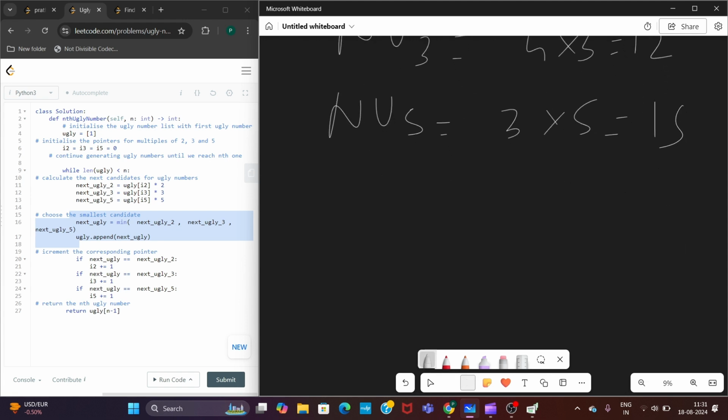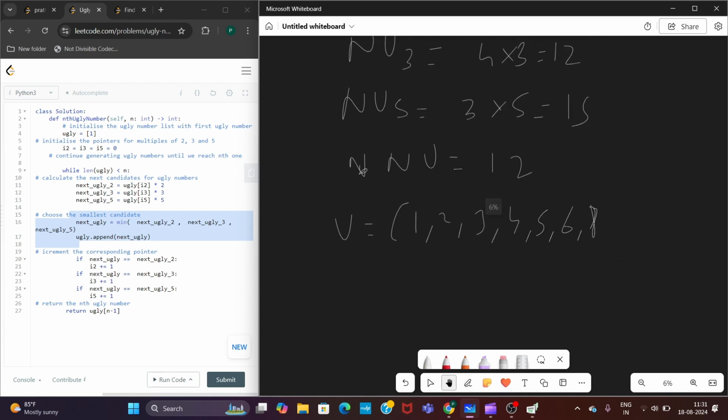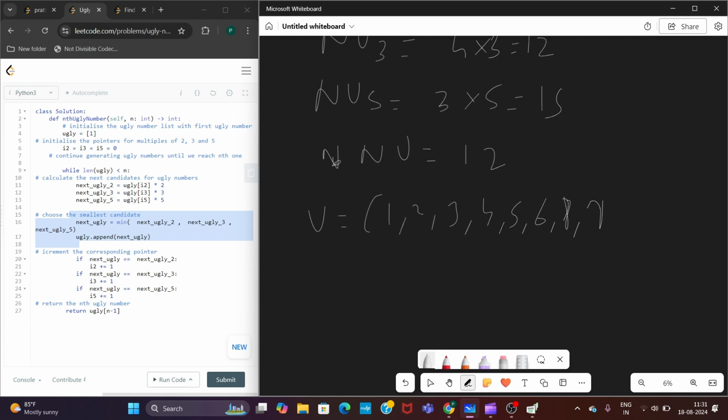Okay. So my next ugly minimum will be what? Minimum will be 12. So my ugly list will now contain 1, 2, 3, 4, 5, 6, 8, 9, 10, and 12. So my ugly list is now containing all the 10 elements. So my I2 will be 6 and I3 will be 4.